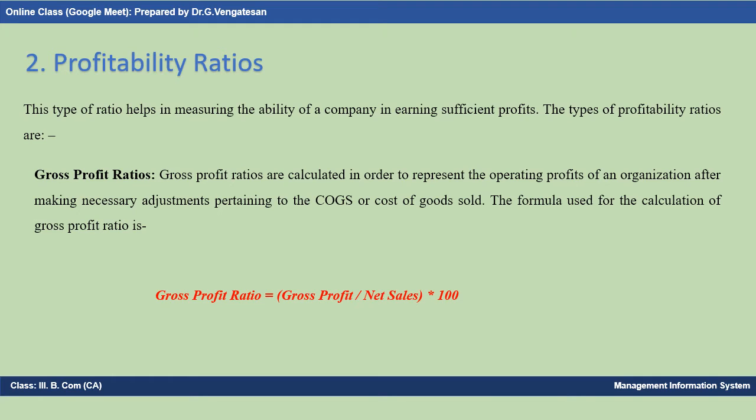The gross profit ratio is always used to represent the operating profit of an organization. Operating profit is the thing which establishes the relationship between cost of goods sold and other operating expenses on the one hand and the sales on the other hand. Here, the operating profit deals with the gross profit to find out the cost of goods sold, and the formula for the gross profit ratio is gross profit divided by net sales into 100.